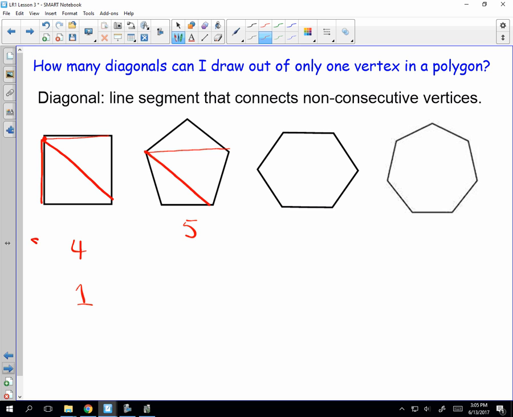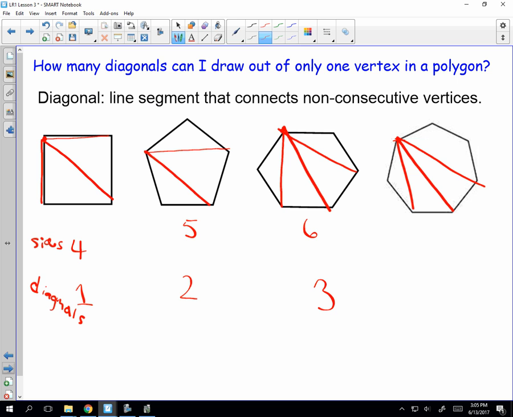So we're always just trying to build our table. Sides of the shape, number of diagonals. So a 5-sided shape has 2 diagonals. A 6-sided shape, picking a vertex and seeing how many you can draw, would have 3 diagonals. So we're always looking for our pattern and following through. Once again, if we finish up with our 7-sided shape, we've got 4 diagonals that can be drawn from that one point.